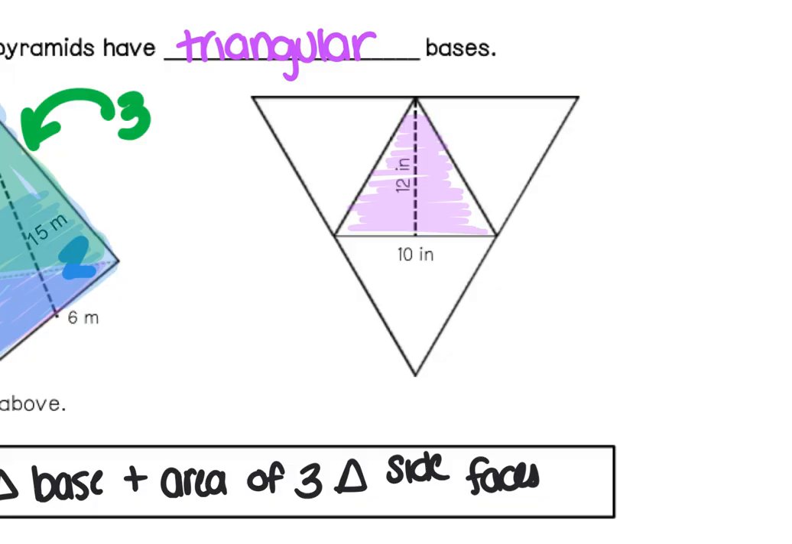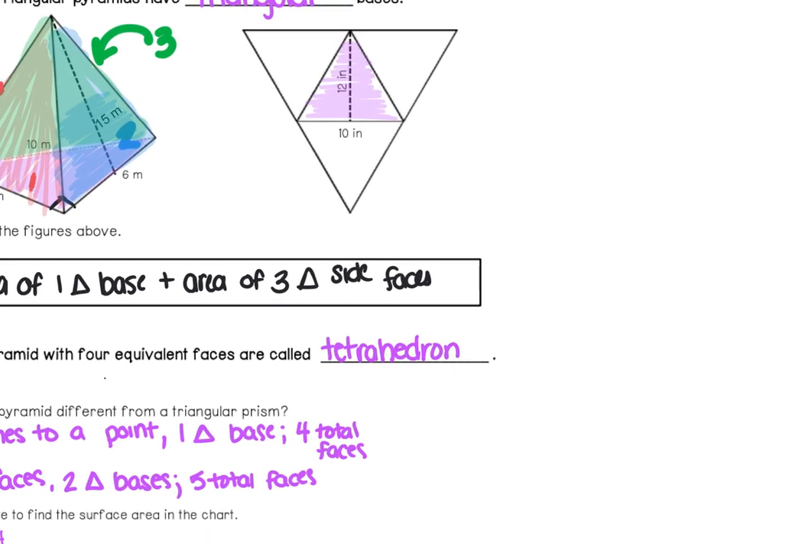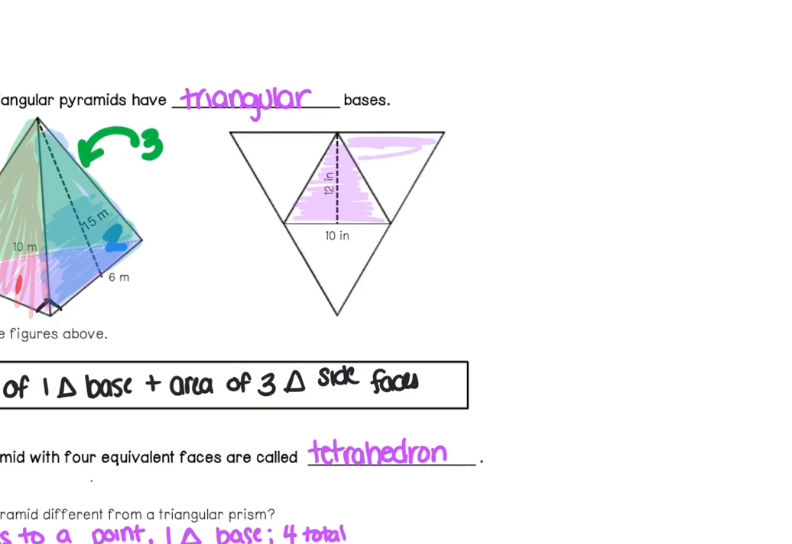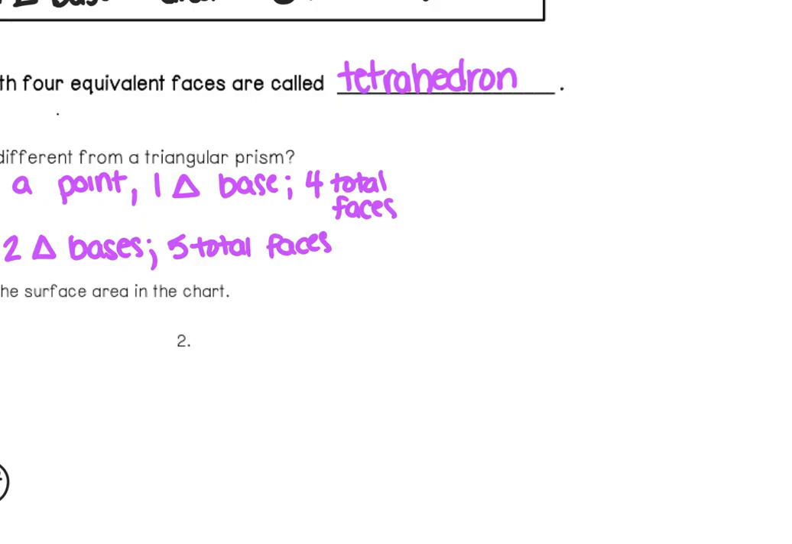All right, tetrahedron. All 4 pieces are the same. So this one's actually going to be a lot easier because we have all 4 faces that are the exact same. They're all the same, so you can shade them all the same. It is one big triangle.